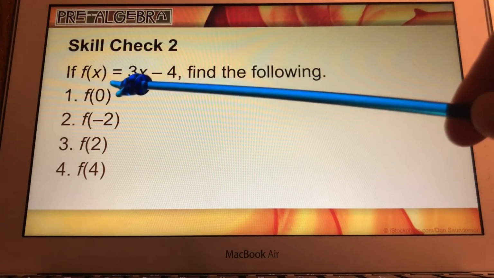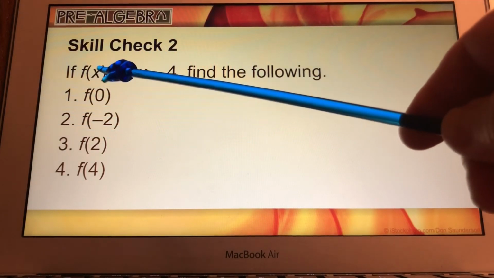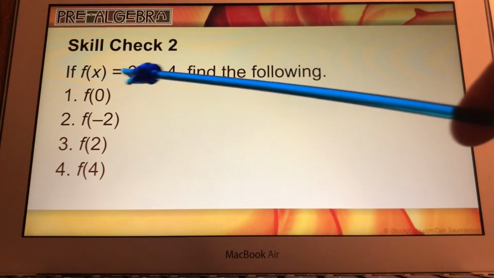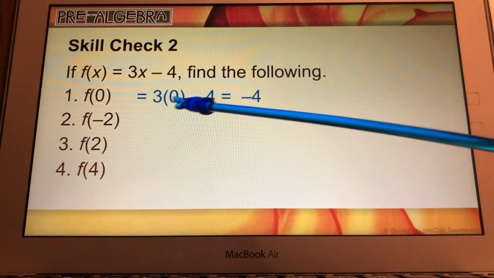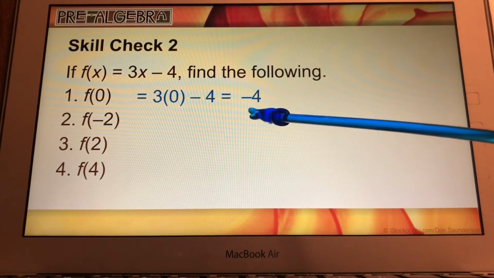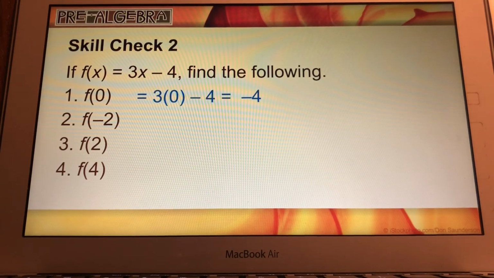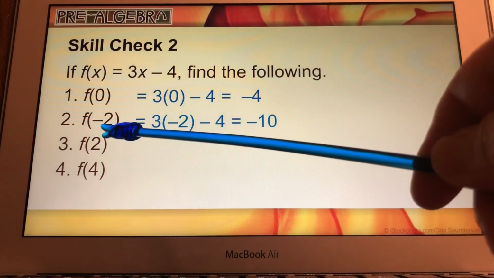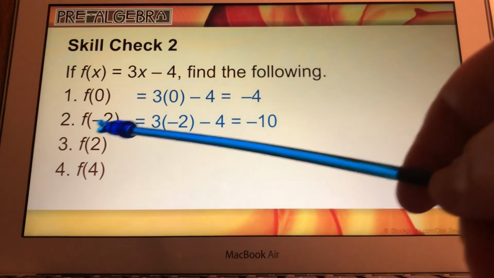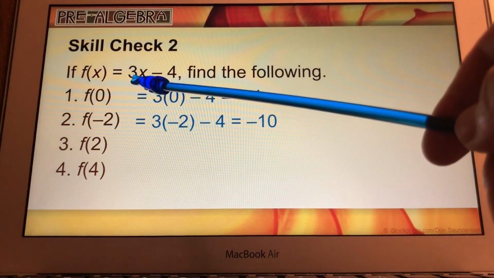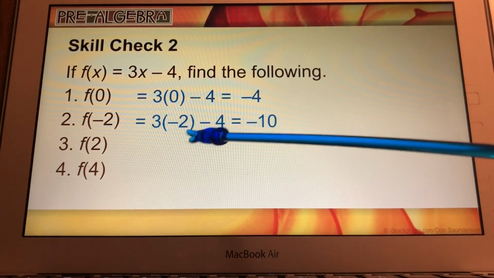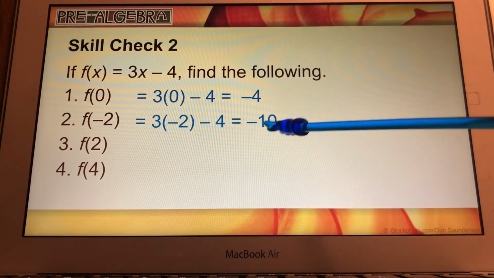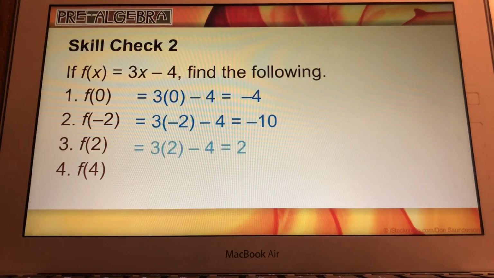So let's suppose we have f of 0. Okay, I'm going to plug in my 0 for the x, and then I'm going to have 3 times 0 minus 4, and that gives me negative 4. If I have f of negative 2, then I'm going to plug in negative 2. 3 times negative 2 gives me negative 6, minus 4 gives me negative 10.